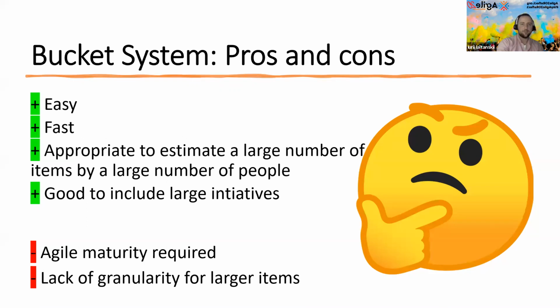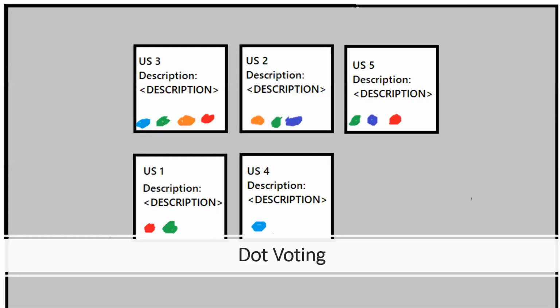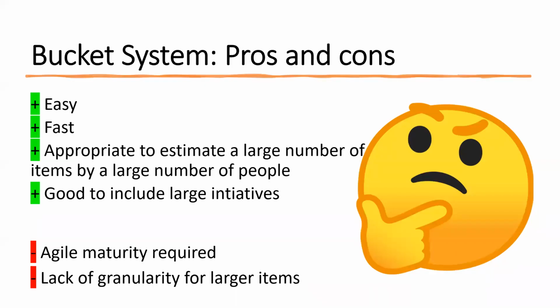Okay, yeah, as I said, it's really similar to affinity grouping, but for a large amount of items. I just missed the last point in prose. I didn't quite follow. What do you mean, good to include large initiatives?